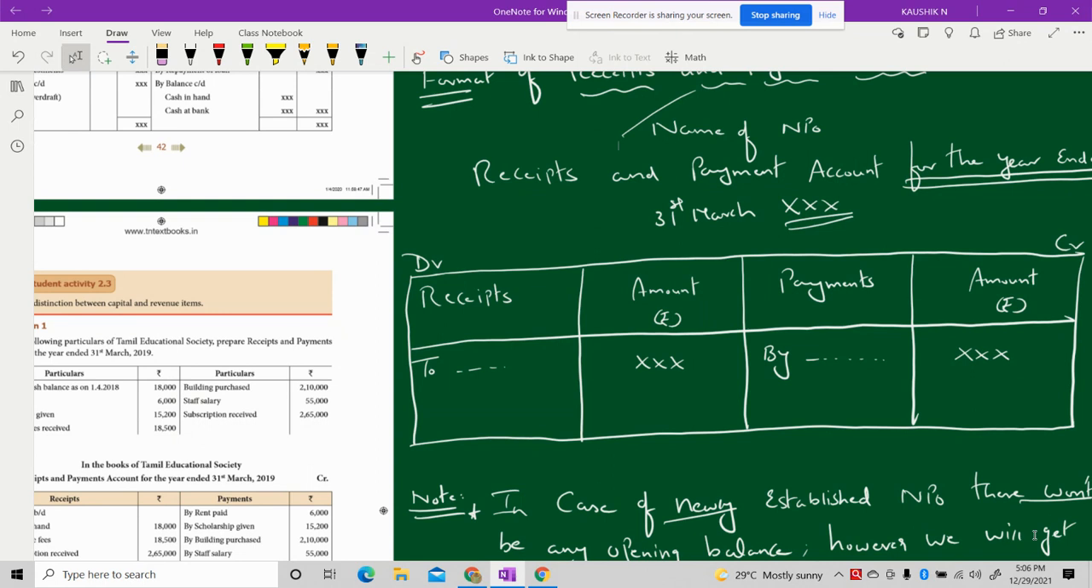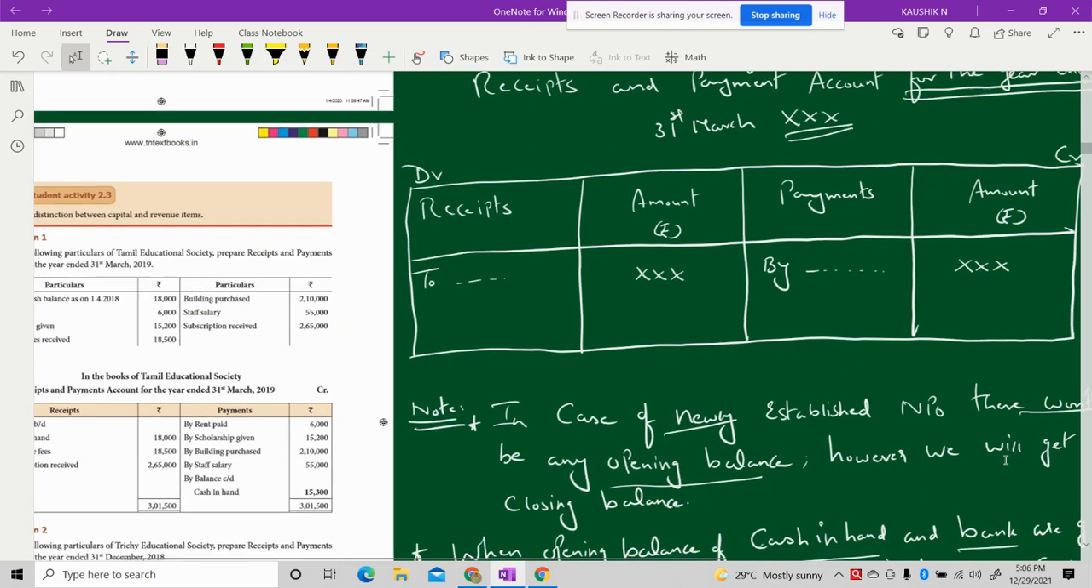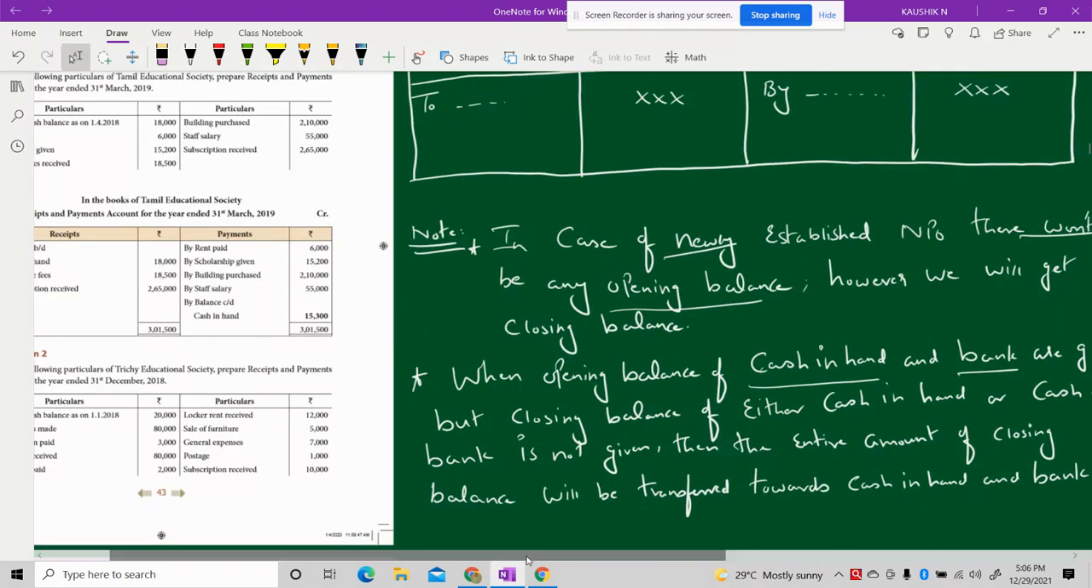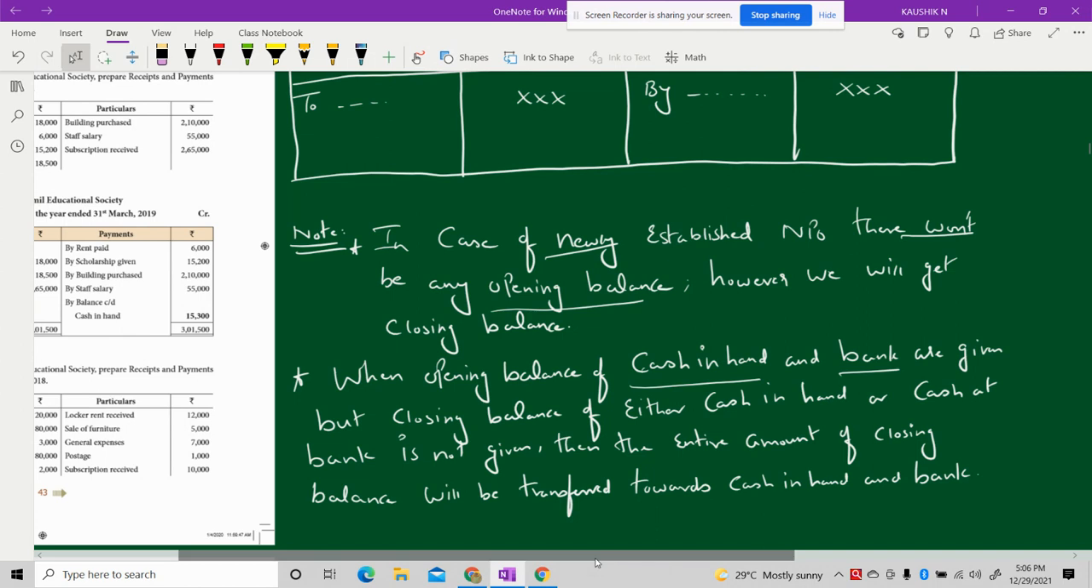Now moving on to the most important notes which you all have to keep in mind before you perform the problems under this category. Whenever you are preparing a receipts and payment account for any NPO, ensure whether the NPO is a newly established one or has been in operation for more than a year. If it is a newly started NPO, then in that situation you won't find any opening balances of cash in hand or cash at bank. However, you will end up with the closing balance of cash in hand and cash at bank. This is the first point which needs to be kept in mind.